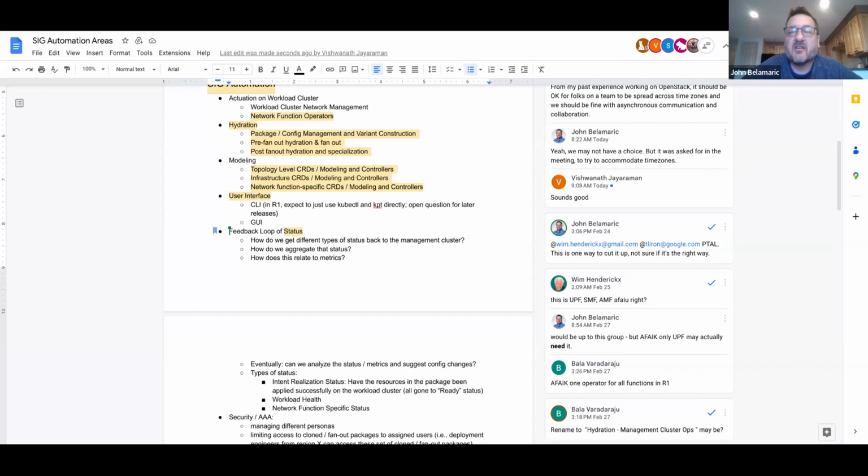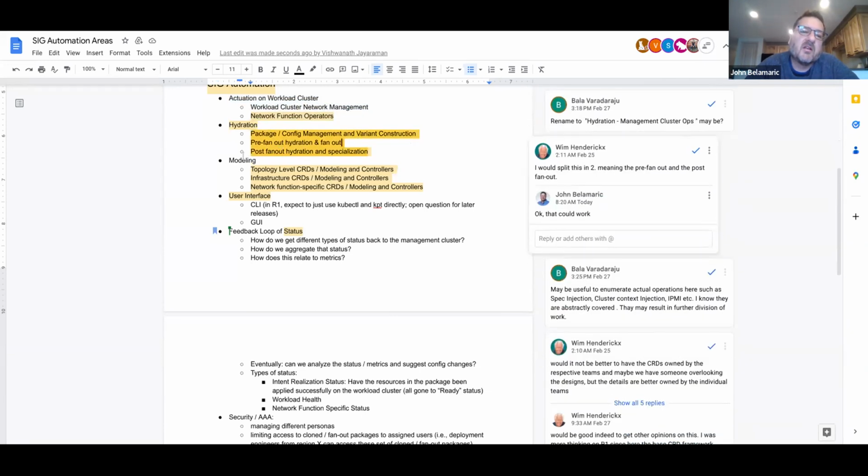One way to do that, from a SIG Automation perspective, you could say workload cluster is almost its own thing, right? That includes the network management on the workload cluster. It includes the network function operators on the workload cluster. Well, bootstrapping of config sync is already sort of considered part of our setup right now. That would go into infrastructure setup, which isn't in R1 scope. So really, it would include primarily those two pieces. That seems to be a pretty natural divide.